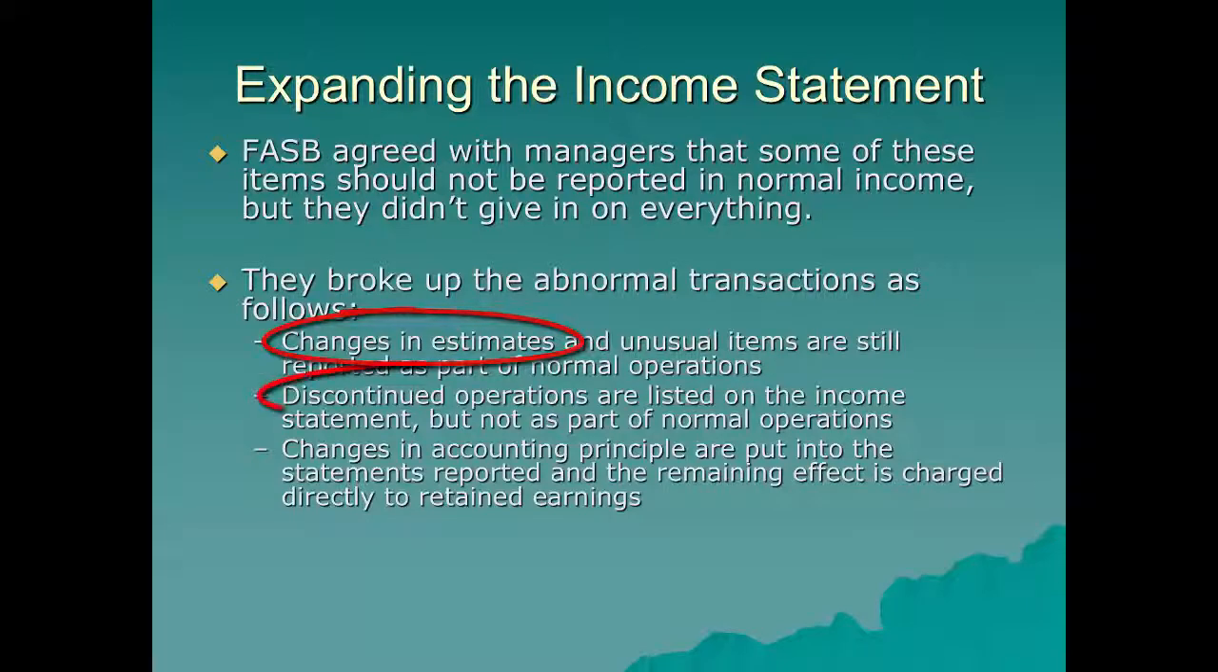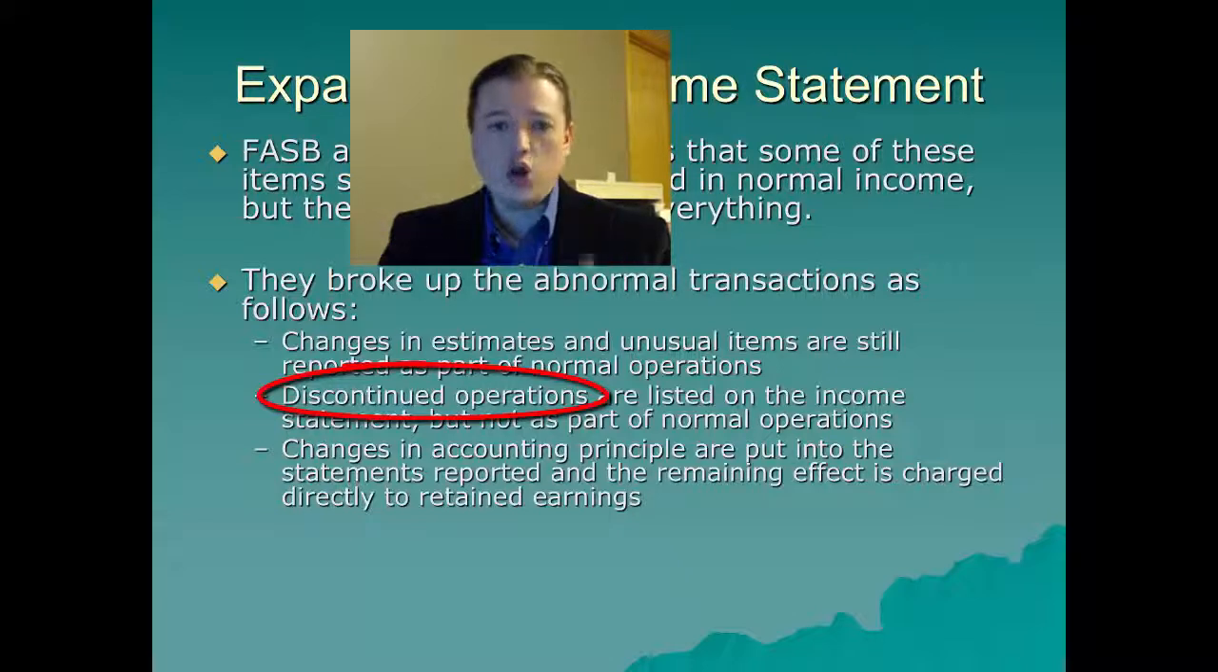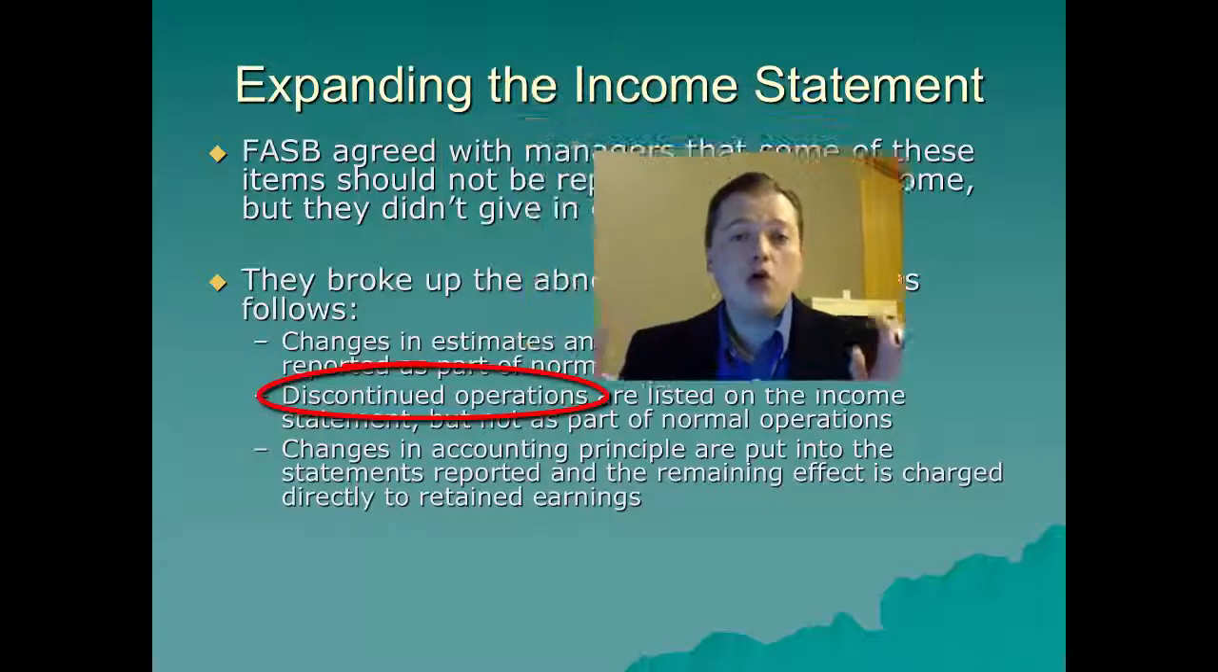The next one is discontinued operations. And discontinued operations are parts of the business that we're selling off. And this was where companies won. And FASB agreed. You're right. These don't happen very often. They're never going to happen again because you're selling this business off. So we will let you break this section out of normal operations and put it below the line.